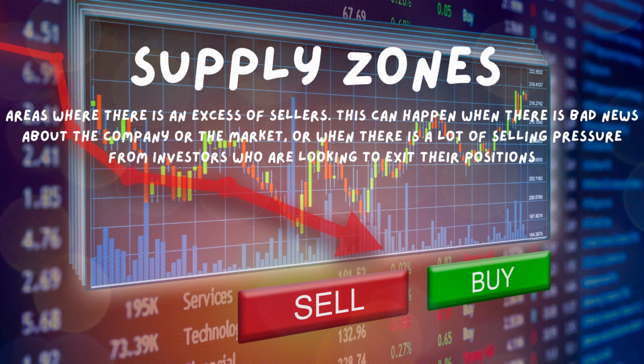Supply zones are areas where there is an excess of sellers. This can happen when there is bad news about the company or the market, or when there is a lot of selling pressure from investors who are looking to exit their positions. When the price reaches a supply zone, it is likely to encounter resistance and could reverse course.